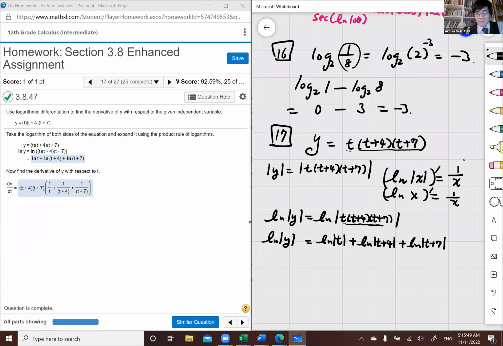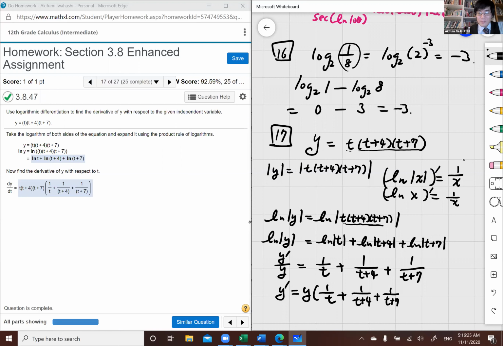Now, once you get to this point, use the idea from the previous section, which is to differentiate both sides of the expression with respect to t. So you want to get y on the bottom and y dash on top by the chain rule. And the derivative of this is going to be 1 over t plus 1 over t plus 4 plus 1 over t plus 7. The derivative of the bottom is on top. Now to find y dash, you multiply both sides of the equation by y. You want to get this as a final answer.